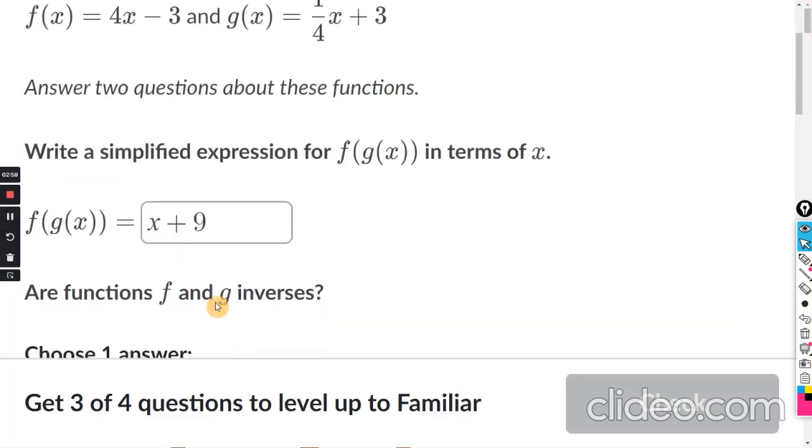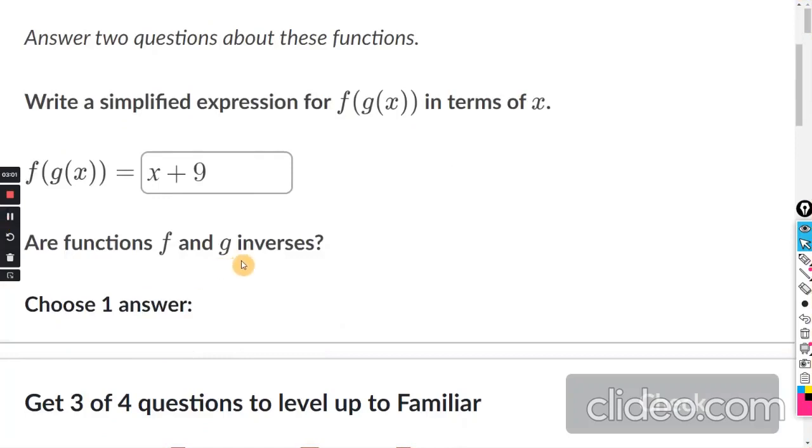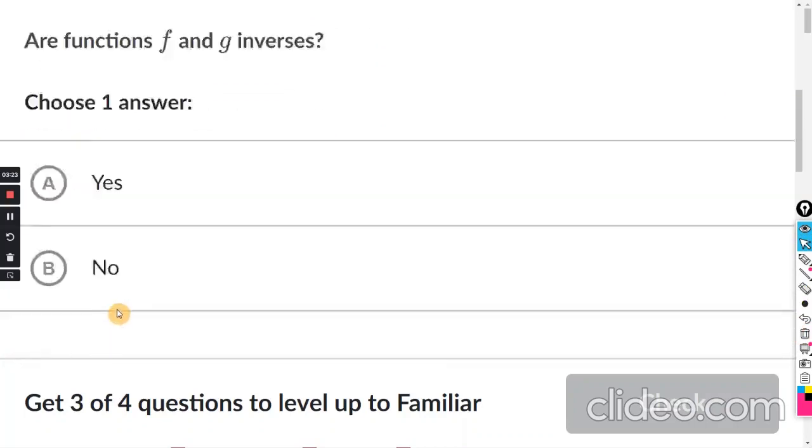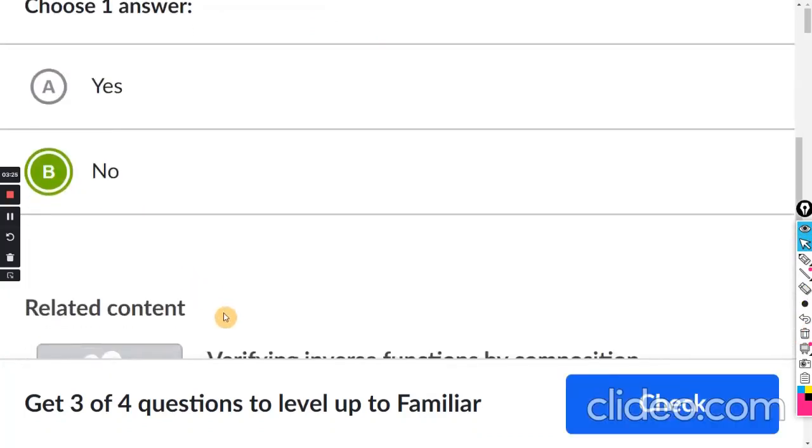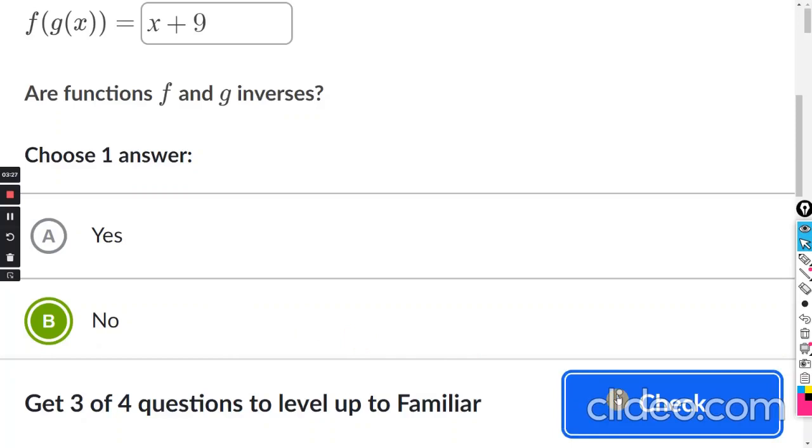And then the follow-up question, are functions f and g inverses? Well, we said before that f of g of x would have to equal x in order for them to be inverses. We got x plus 9, okay? So that means they are not inverses because we did not get x when we evaluated f of g of x. So that's it.